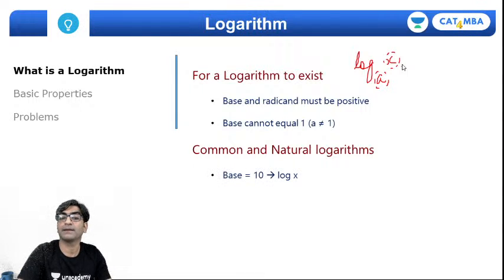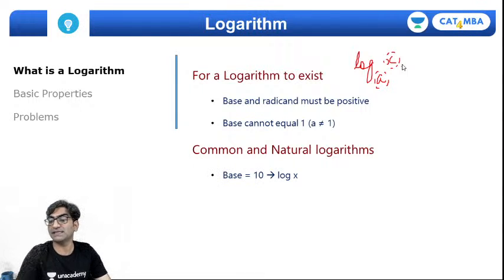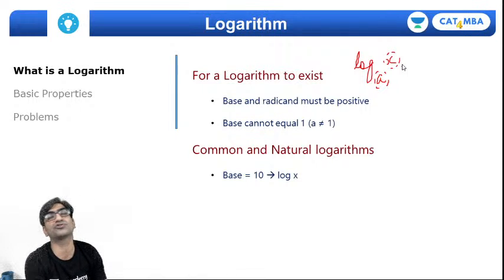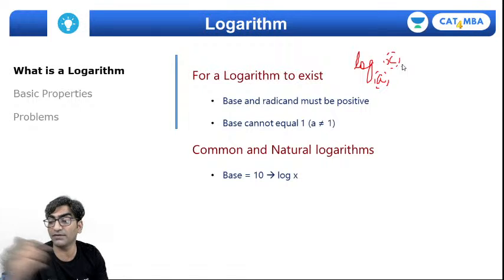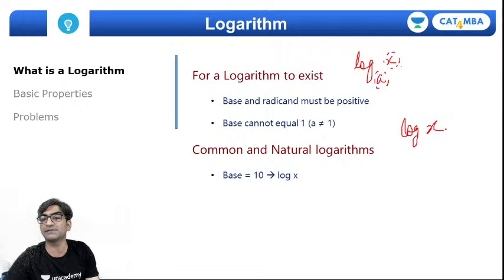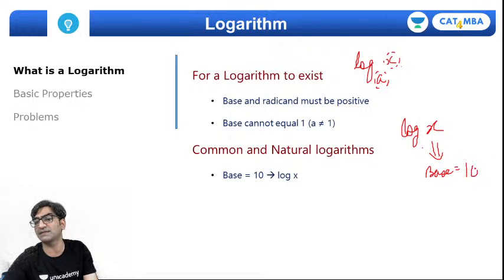Remember, when the base is 10, when you're talking about the logarithm in the base 10, then you can actually write the logarithm without mentioning the base, right? If you write supposing log of x, right, and the base is not mentioned, then this implies that the base must be 10. It implies that this is a common log, right?